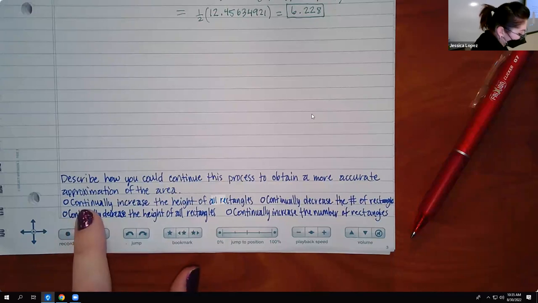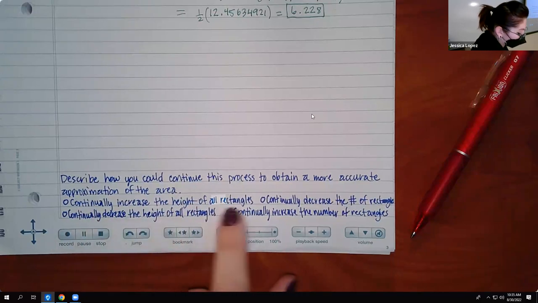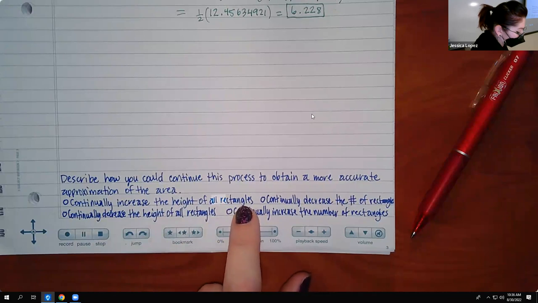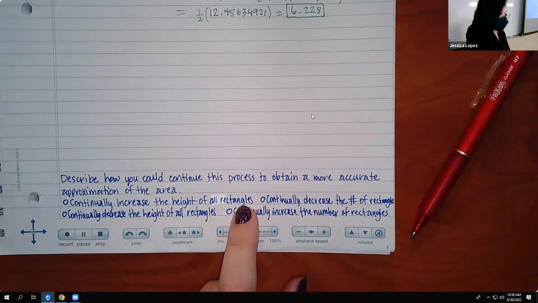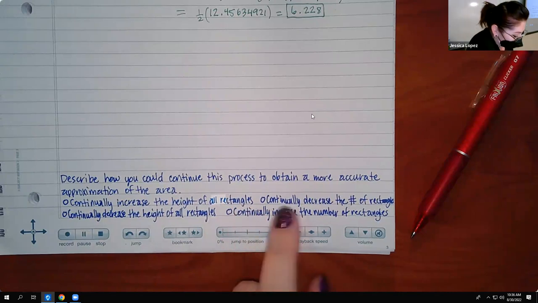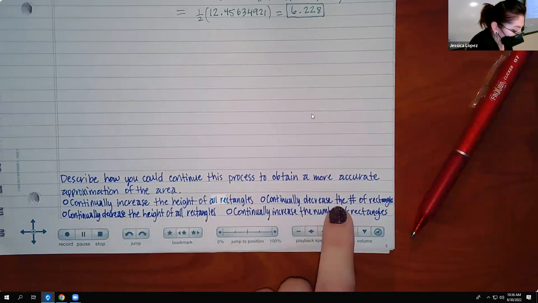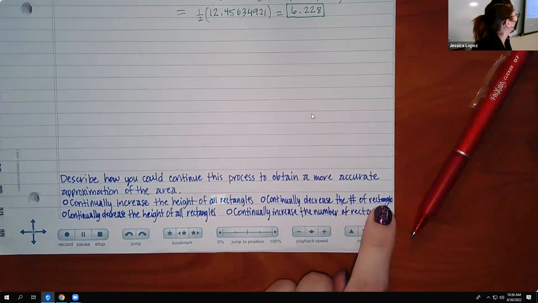So one option is to continually increase the height of all the rectangles. Is that going to be it? What will that do? If you're increasing the height, aren't you increasing the area? Right? And that's not helping us. We already have overage. We would have way more overage. You're right. What about continually decreasing the number of rectangles?